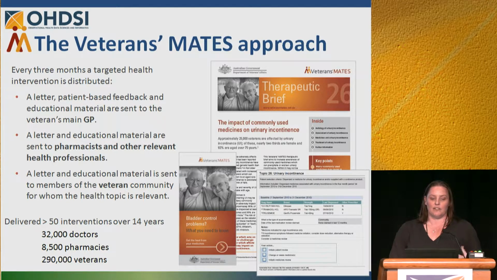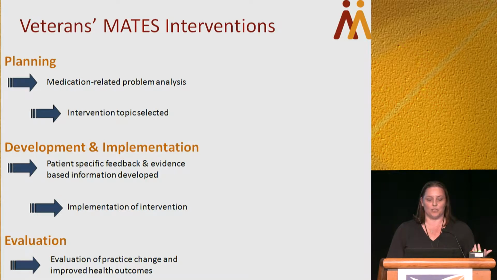So the MATES approach, every 3 months we target a health intervention. We contact the GP, the veteran, all the healthcare providers for that veteran. And so far we've delivered over 50 interventions over 40 years and targeted just about every veteran and every doctor in Australia. So we use claims data to both plan our interventions to work out what is a problem in the veteran community. We develop interventions, we provide feedback to the GPs, to the veterans about their care, and then we evaluate practice change that has come about because of our intervention.